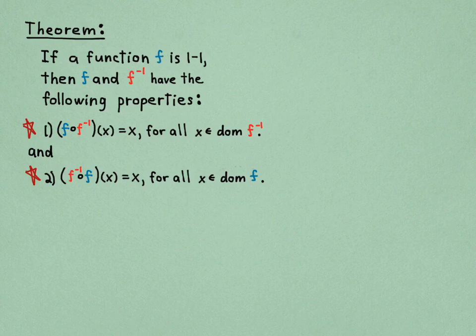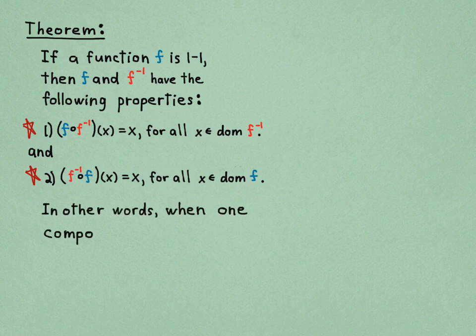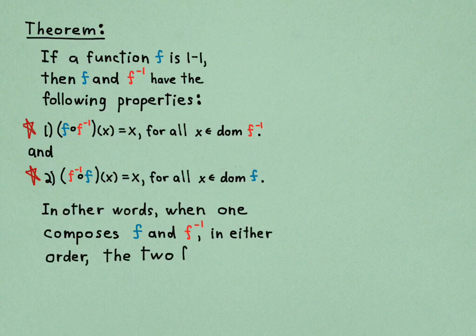So you need to be real familiar and comfortable with these two properties before we get that far. So now's a really good time to work on them and just get really comfortable with them. They're super, super important. In other words, when one composes, I just wrote this out, f and f inverse in either order, the two functions cancel, right? So all cancellation that you've ever seen, if you've done it properly, has all been due to this theorem, due to these two properties, which are really the same property.